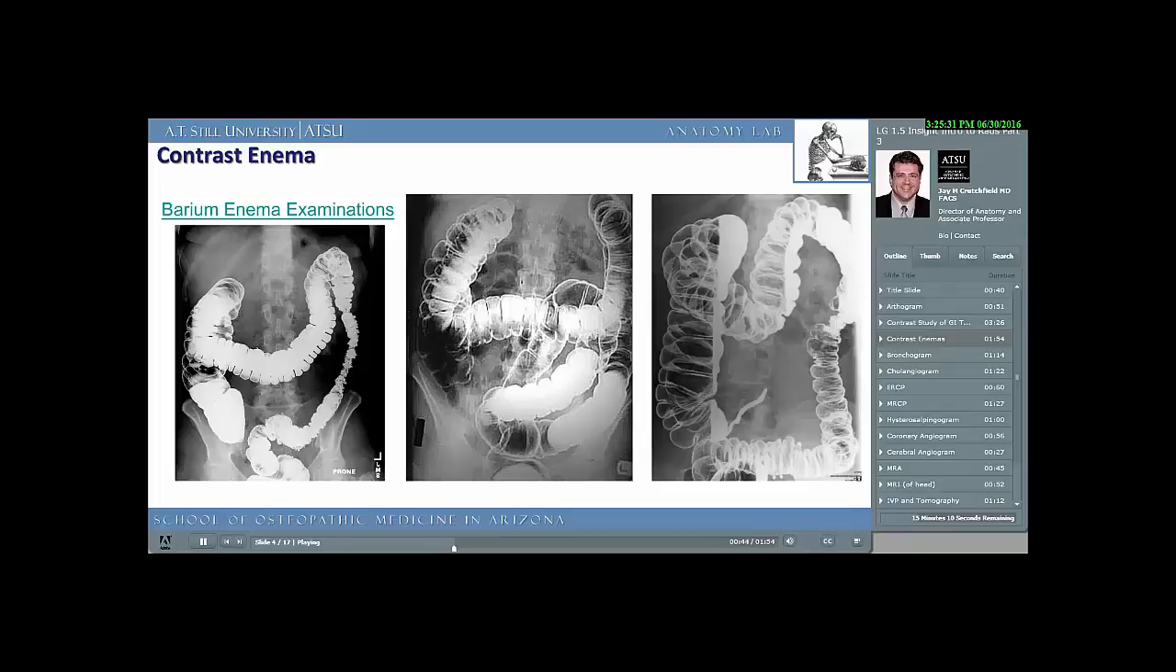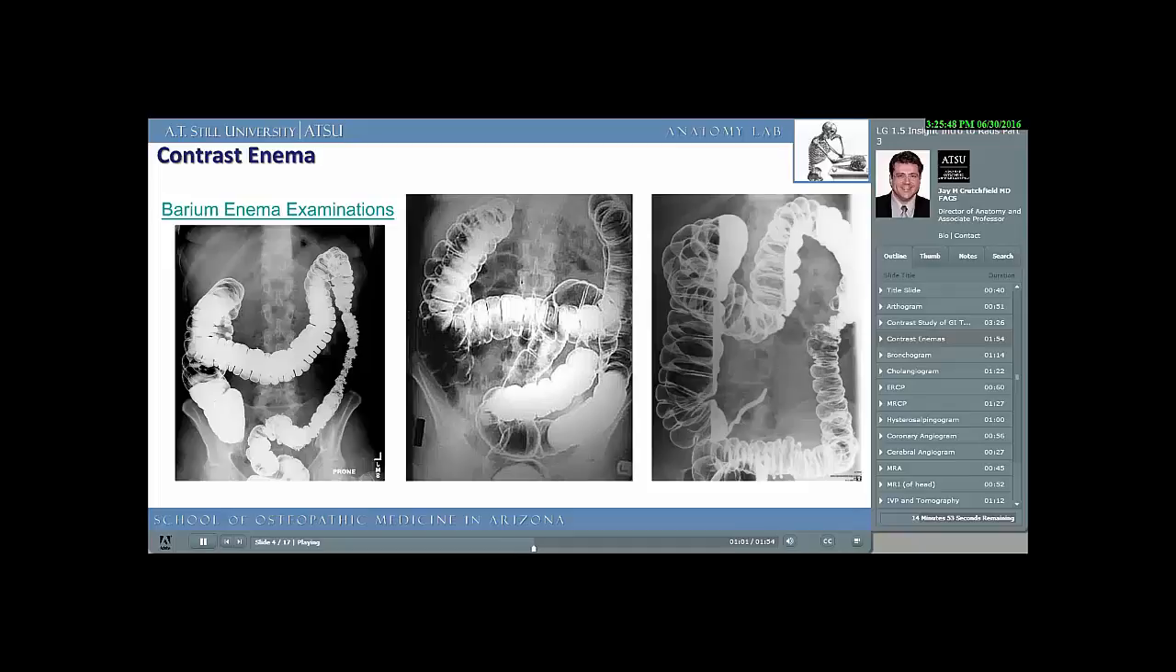Air, in addition to the contrast material, creates this double contrast. We see that on all of these images. A double contrast barium enema is the type of diagnostic enema most commonly ordered by the physician.